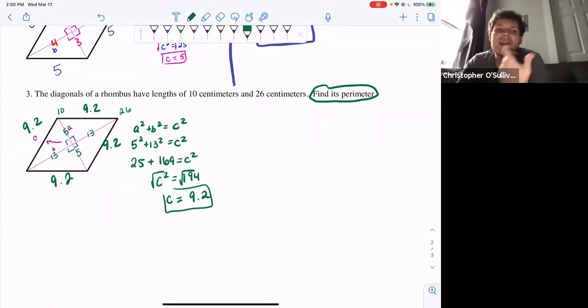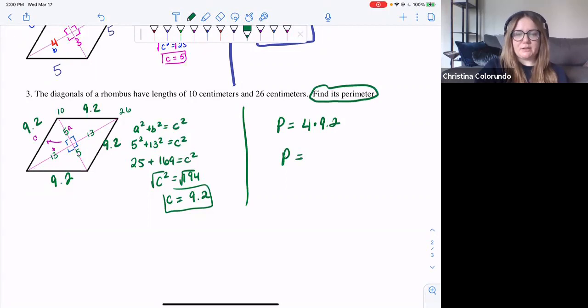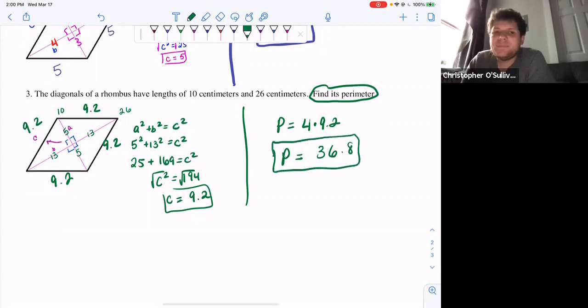So now what we're going to do is we're going to do our 9.2 plus 9.2, or you can just do your 4 times 9.2. So my perimeter is equal to 4 times 9.2. And that is going to give you a perimeter of 36.8. Good, 36.8. And that's your final answer.